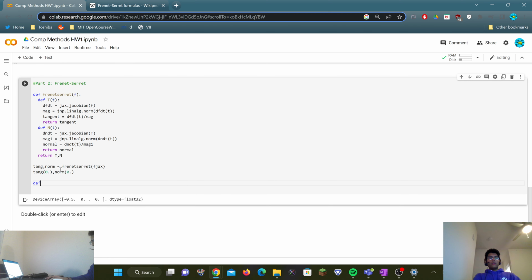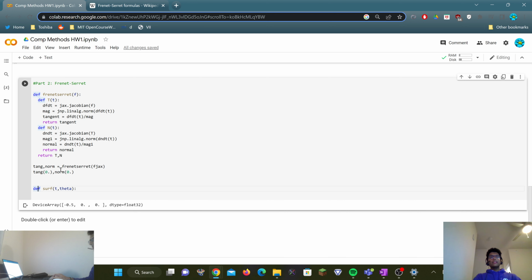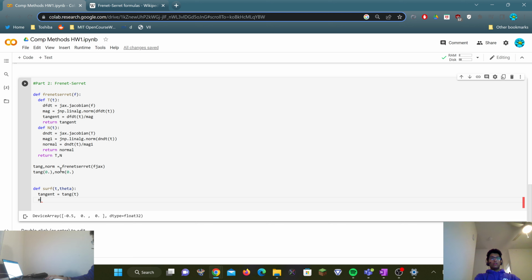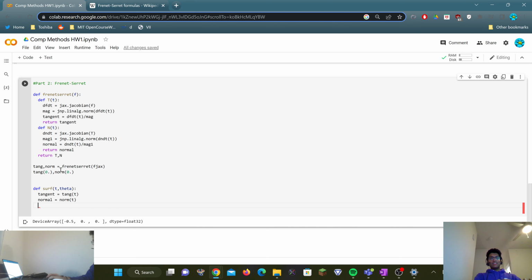We're going to define a function surface that takes in our t and our theta. Our tangent is going to equal tang at t, and the normal is going to equal norm at t. And then, as easy as you can think, the binormal equals the cross product, jnp.cross, of the tangent and the normal.